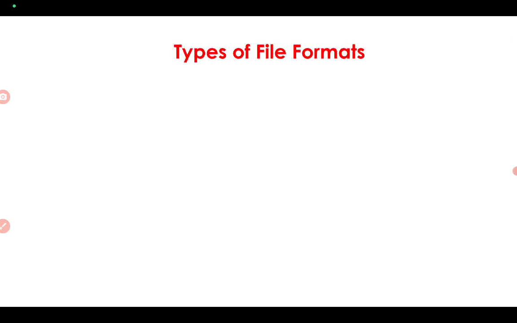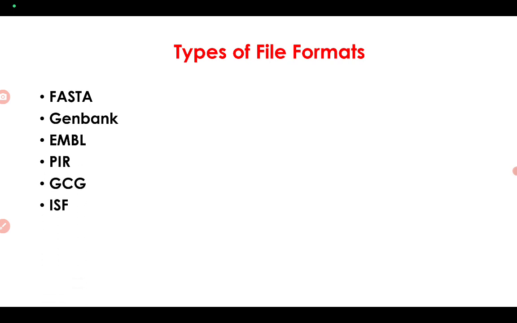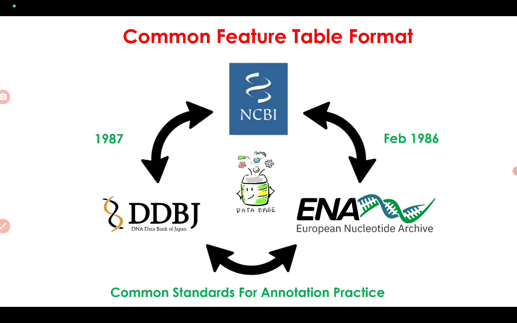Along with that, of the various types of format, we have to focus on GenBank as well as FASTA. So first one is FASTA, second one is GenBank, third one is EMBL, fourth one is PIR, other one is GCG, other one is IG, and other one is multiple sequence format.